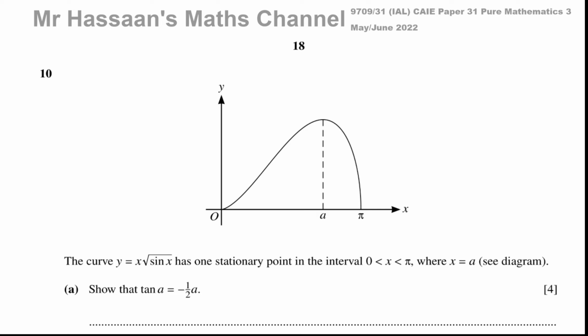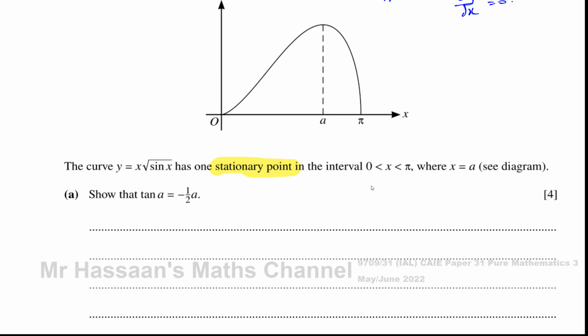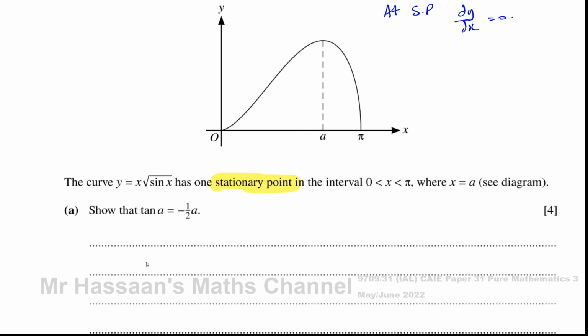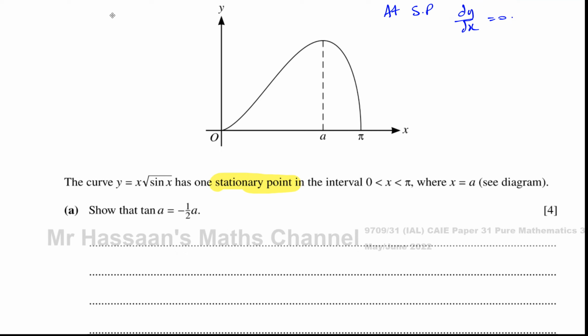Anyhow, the first question says the curve y equals x times root sine x has one stationary point in the interval of x between 0 and pi, where x equals a, as we can see in the diagram. Show that tan a equals negative a half a. So the stationary point, which is the key word here, is a point of zero gradient, which we can see is where x equals a. So at the stationary point, we know that the gradient of the graph is equal to 0. So our objective here is to find the gradient of this graph. That's what we're going to focus on, to differentiate this function.